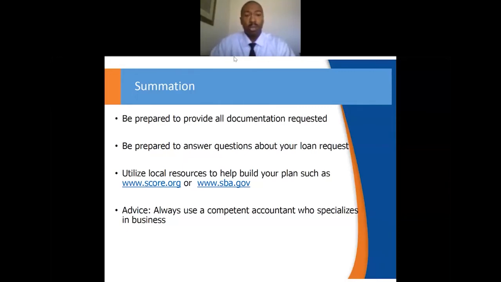Make sure you utilize your local resources to help build your plan, such as score.org, SBA.gov. There's also the Small Business Development Centers. SCORE and SBDC are actually a part of the SBA; they're funded by the SBA. A lot of the people who work for SCORE and SBDC are volunteers, doing it out of the kindness of their heart because they really want to help small businesses grow and grow our communities.